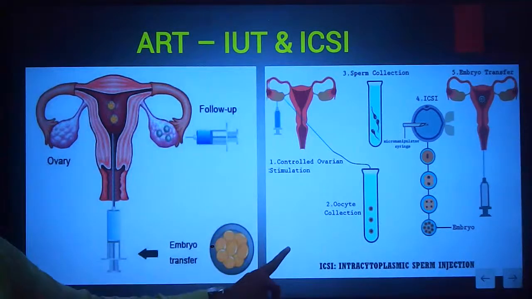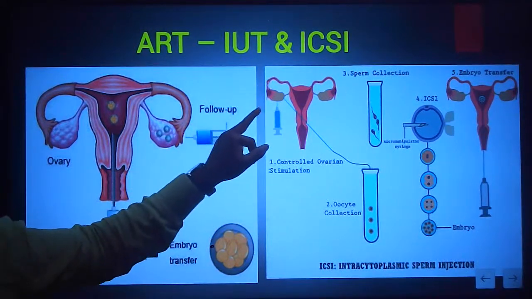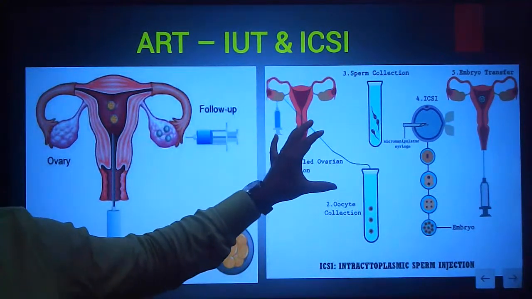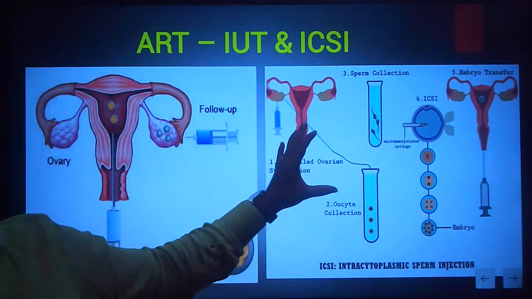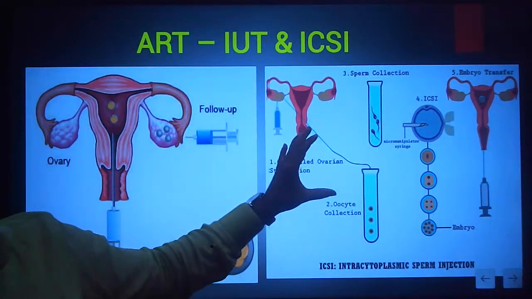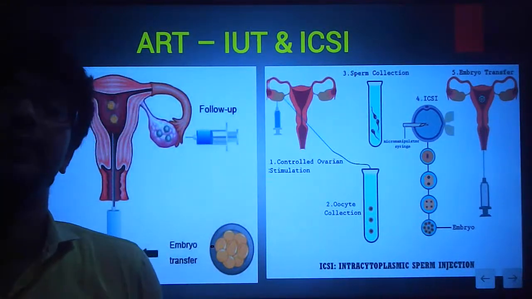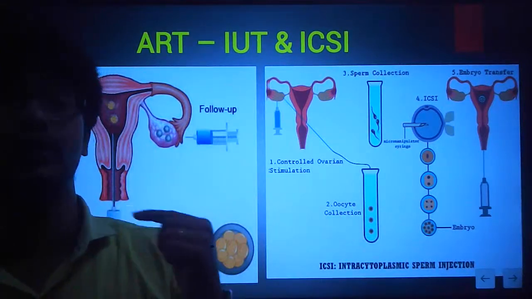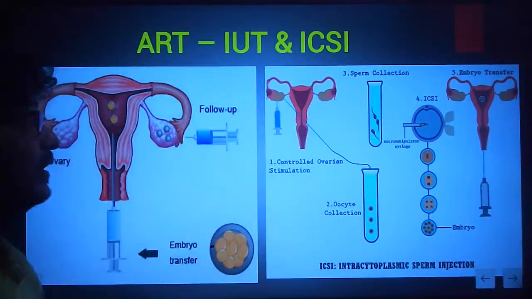Coming to this part, ICSI stands for intracytoplasmic sperm injection. What is ICSI? The embryo is developed in the laboratory condition, in which the sperm is directly injected into the ovum. The sperm is directly injected into the cytoplasm of the ovum. That is the reason we call it intracytoplasmic sperm injection.